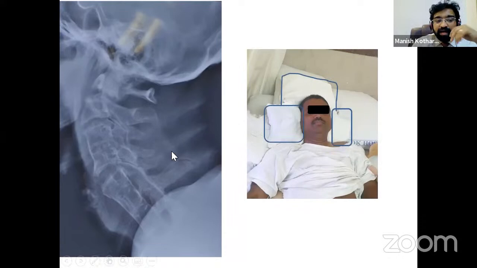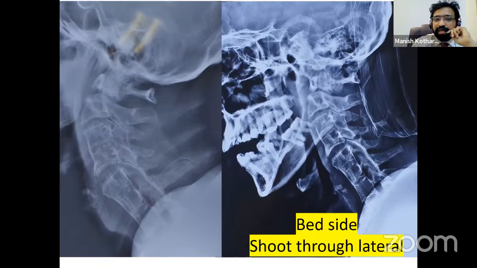This was a pre-op, pre-admission X-ray that was done at the primary hospital. And I tried to reduce it as much as possible at the bedside only. It's a shoot-through lateral on a bedside X-ray. So I've reduced the C4-5 lordosis a bit. The dens is not yet reducing, but I couldn't do much with it without traction. But his paresthesias had reduced, so I was a little more comfortable at that point of time. That gave me enough time to plan my surgery.